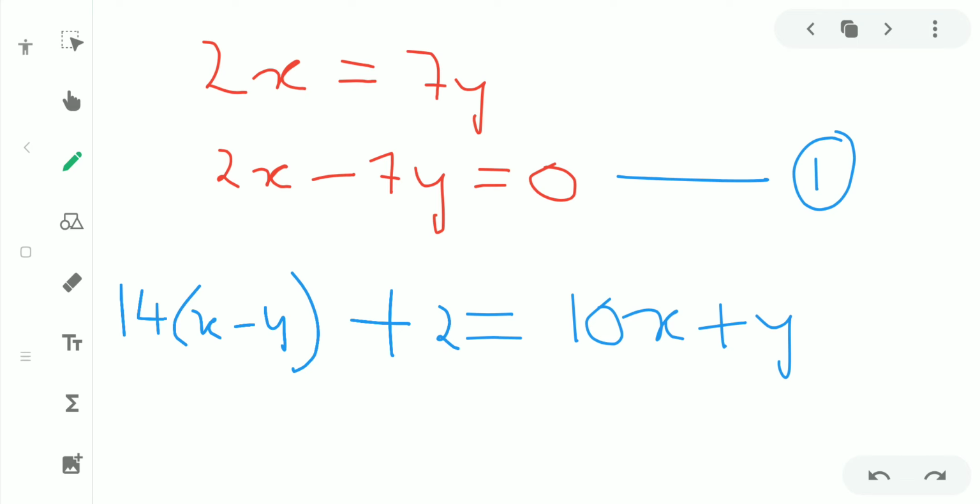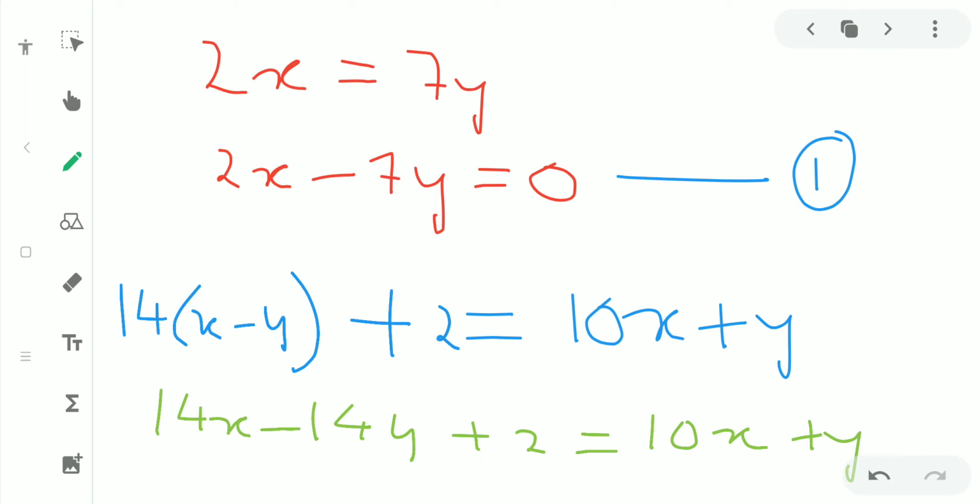So this framing is very important in the exam point of view. So let us open the brackets of this one. It will be 14x minus 14y plus 2, which is equal to 10x plus y.